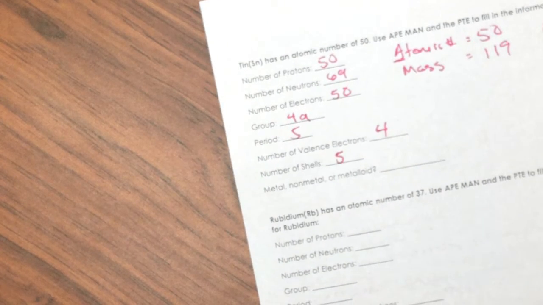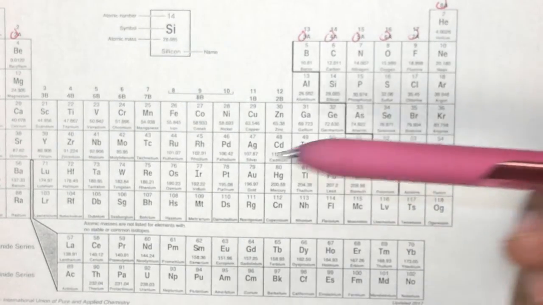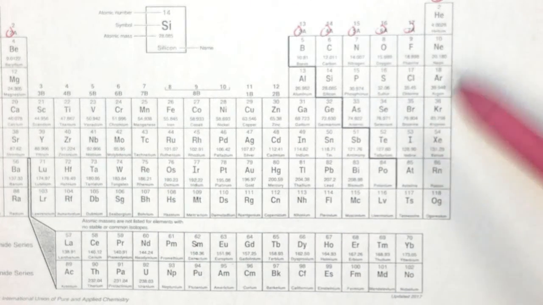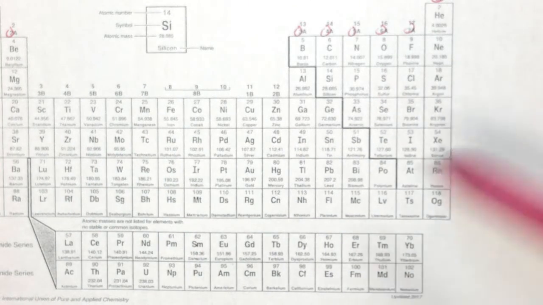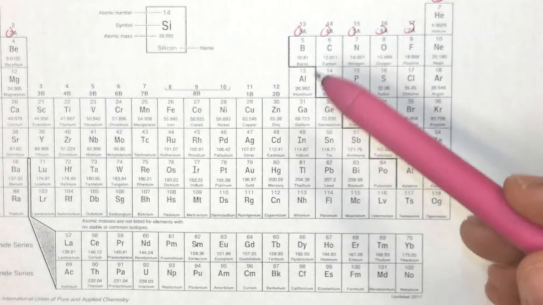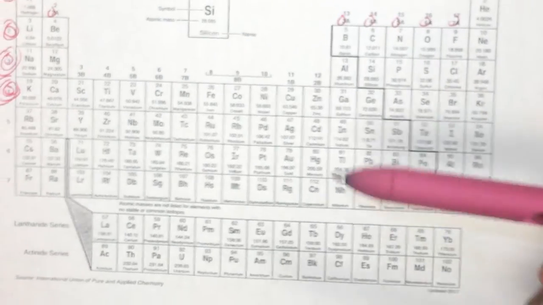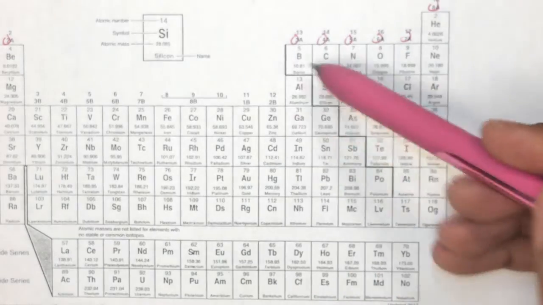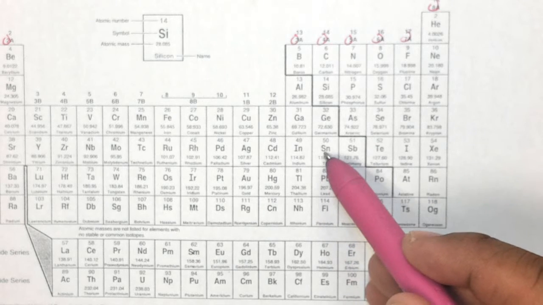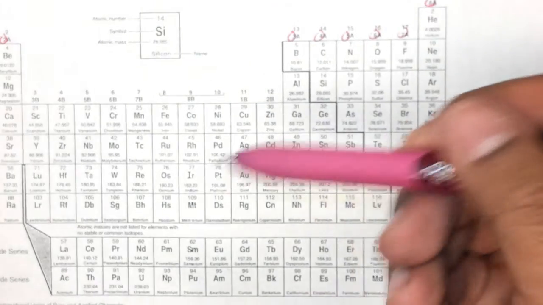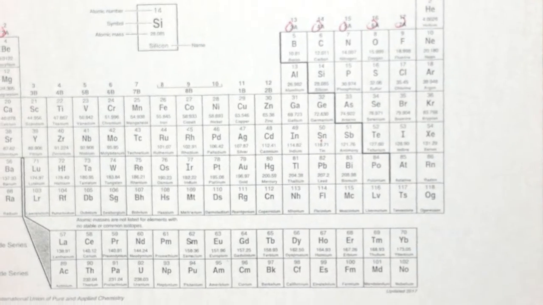Is it a metal, a non-metal, or metalloid? We're going to look at it. Anything to the left is a metal, so we have a lot of metals. Anything to the right is a non-metal, and anything touching the stairs, or most of them touching the stairs, are metalloids. So tin is right here, and it is not touching the stairs, and it is on the left side, so we're going to call that a metal.